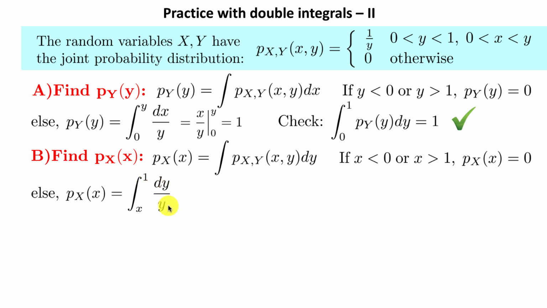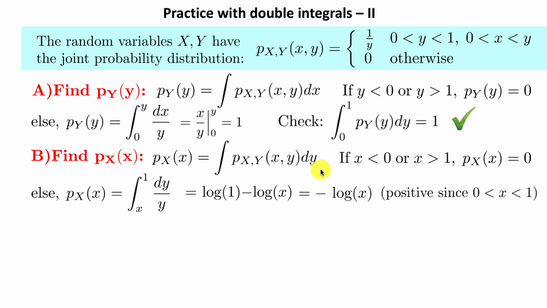So dy over y, everybody knows that, that's log of y. And if you take log of y with the limits x and 1, you get log of 1 minus log of x, but log of 1 is equal to 0, and so this is just equal to minus log of x. Now this minus over here is somewhat scary because we're always used to thinking of probabilities as positive, and of course it is positive, because if x is between 0 and 1, then the logarithm is negative, so negative into negative is positive, and so that's fine. The marginal probability distribution is positive.